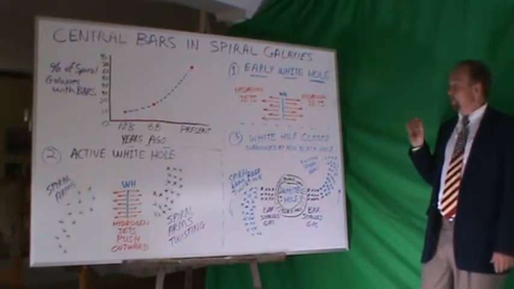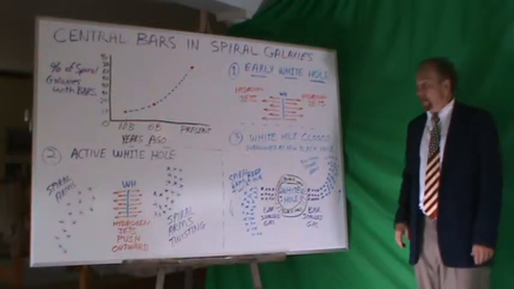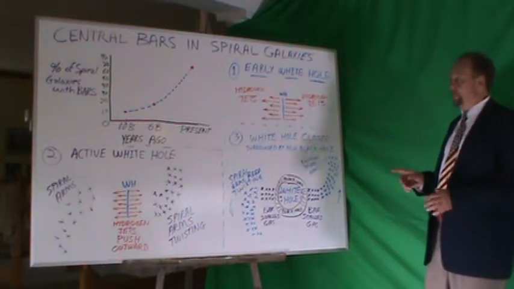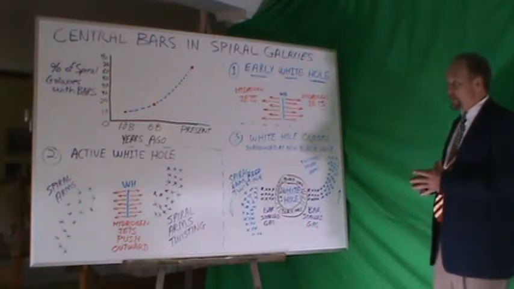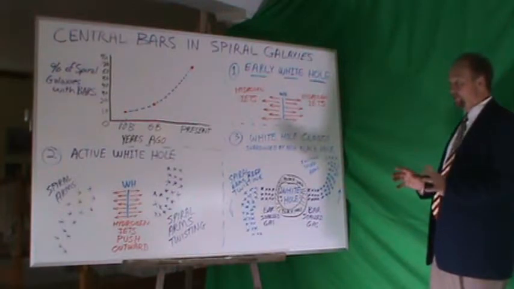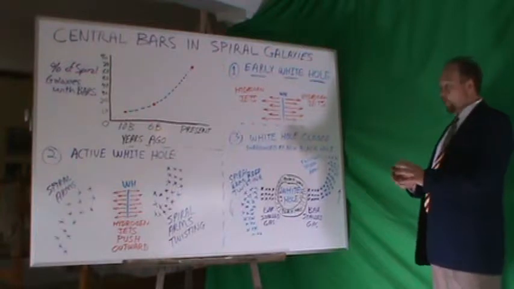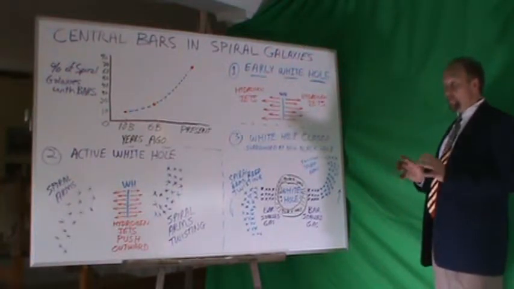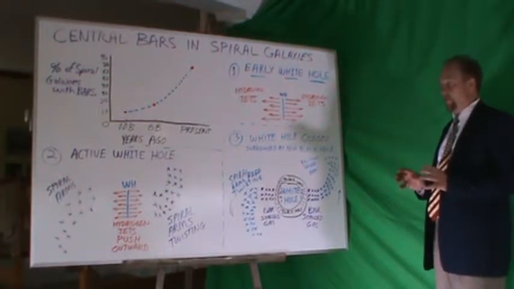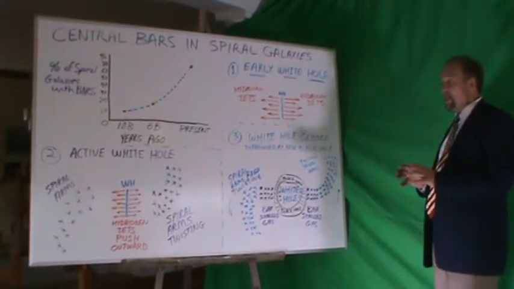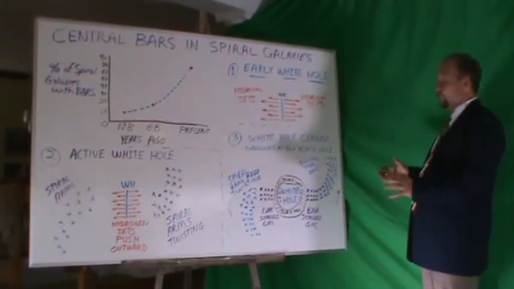Now we step forward to phase number 2, where we have an active white hole in the bottom left of this whiteboard. And you see there, the white hole is still producing hydrogen. It's creating these hydrogen jets which push more hydrogen outwards. But the white hole is developing gravity at this point in time. As it develops gravity, these spiral arms begin to twist.